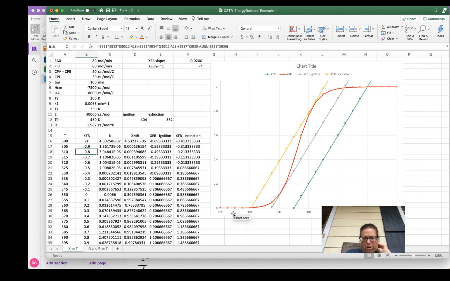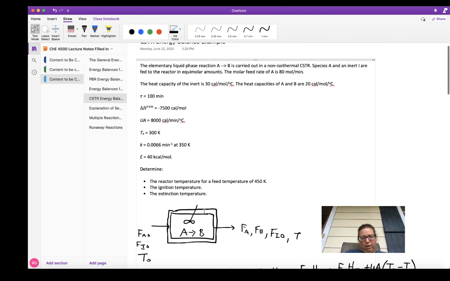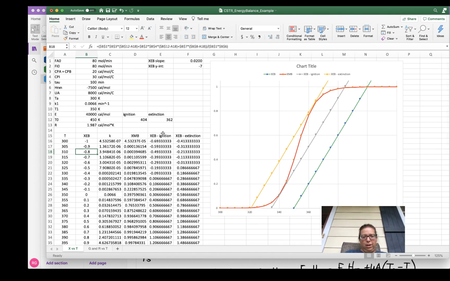So that's how we solve a problem if we're given a feed temperature and we need to determine the reactor temperature and conversion. The other things we're asked for here are the extinction temperature and the ignition temperature. So I've also created 2 different plots here, and I had to kind of play with these numbers.